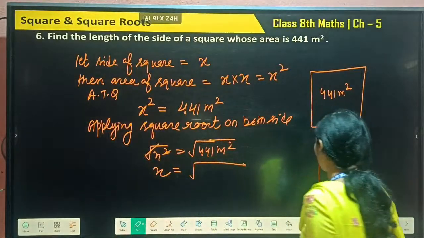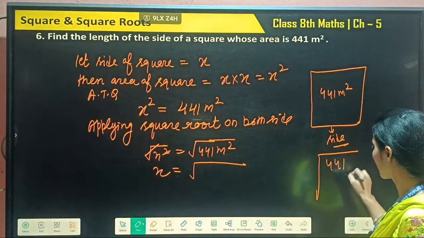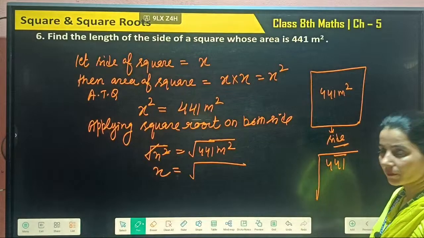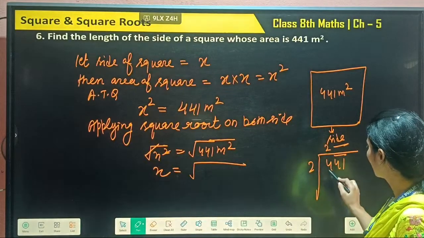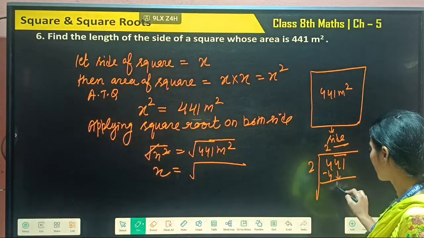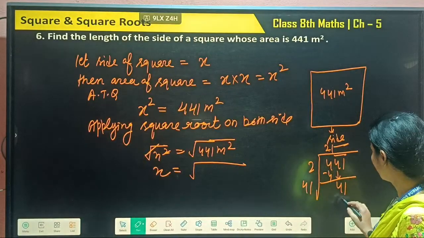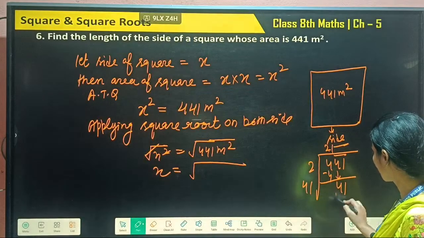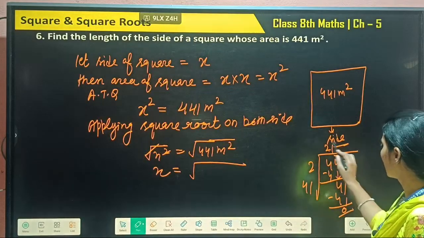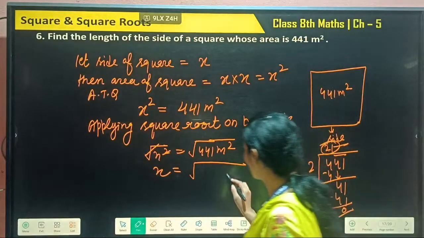Its square root we have to find out. How will you find its square root? By the division method. 2 2s are 4. Carry down the next pair, 41. Double of this will be 4, then 1. Multiply with 1, 41. What is the square root? 21.